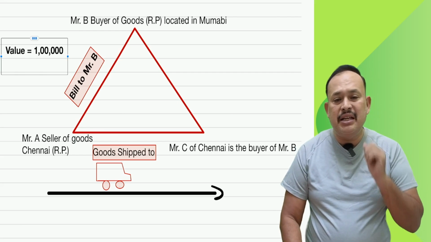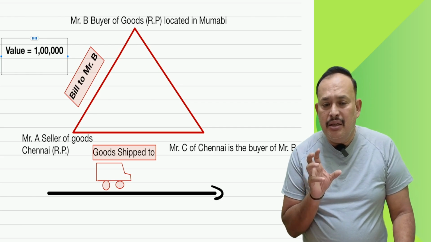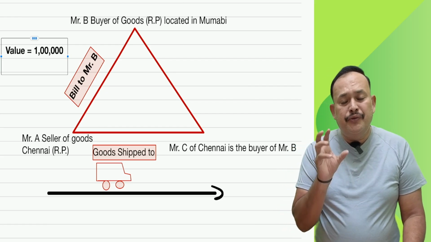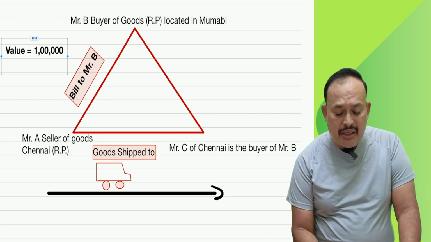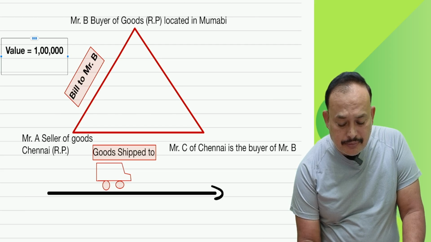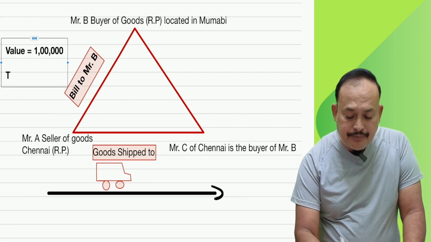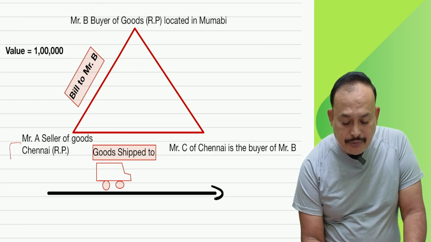For the seller, what is the place of supply? Mr. A is the seller, Mr. B is the buyer. For Mr. A, what is the place of supply? That is important to note.